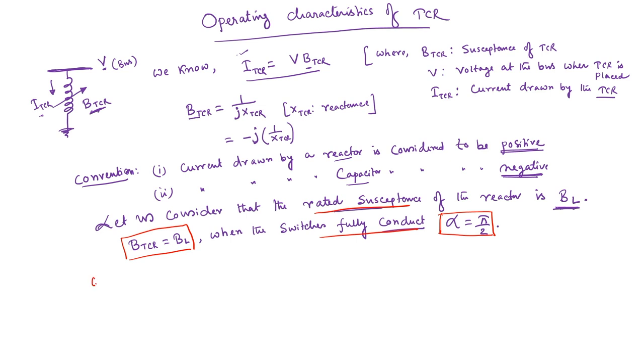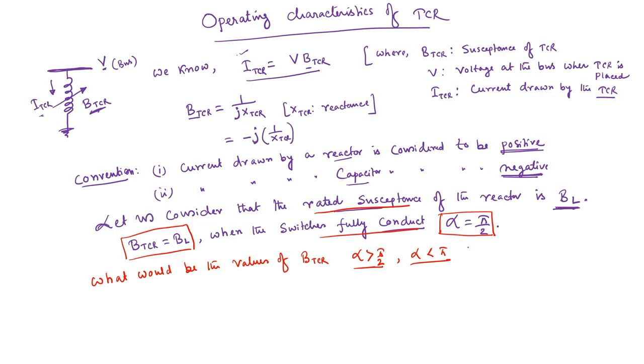Now, the question is what would be the values of BTCR for any other value of alpha. What would be the values of BTCR when alpha is greater than pi by 2, but lower than pi? In between this, you know that the switches are operating in partially conducting mode. So, what would be the values of BTCR when this happens?